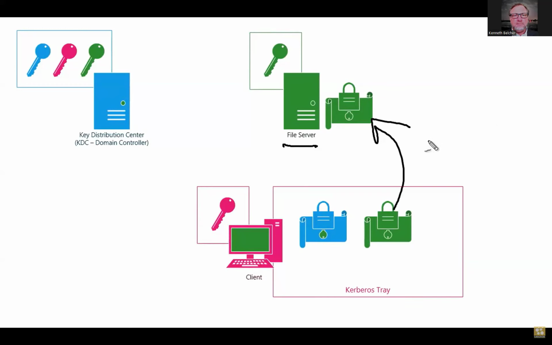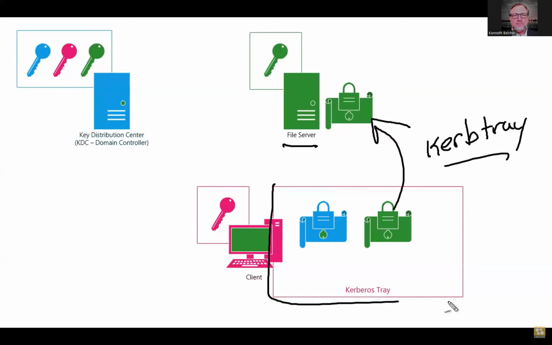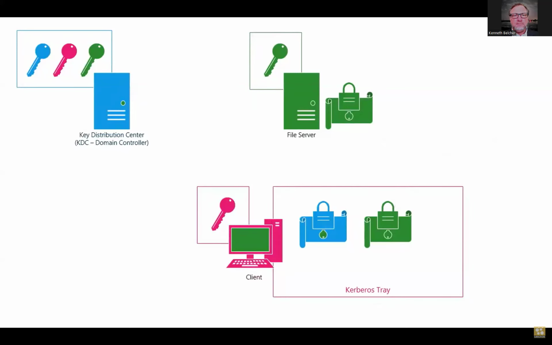So there's actually a Windows utility called KerbTray. It's in the resource kit, and it's available for download on the internet. It lets you view this Kerberos tray so you can see all of the tickets that a client has gathered. So this is how authentication works. The client goes to the KDC to get the ticket, and then it stores them and presents them to a file server. And that's how the whole Kerberos protocol really works.